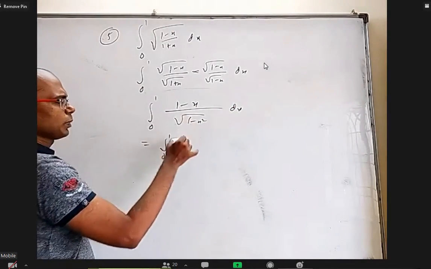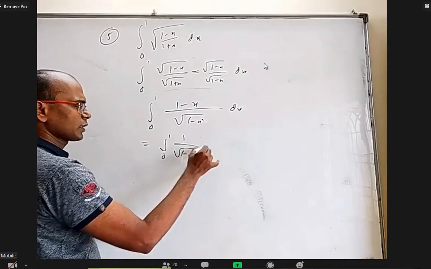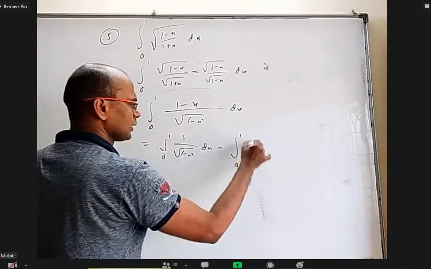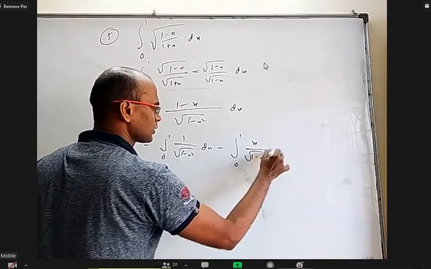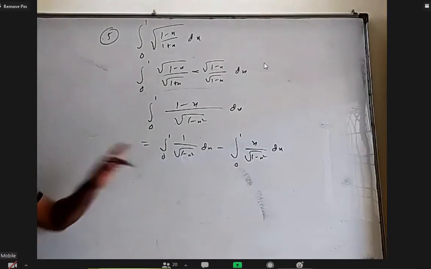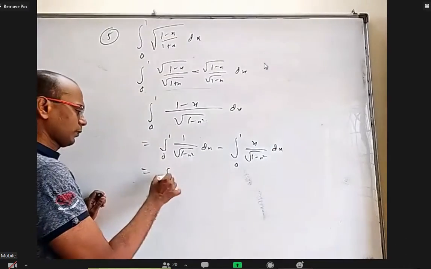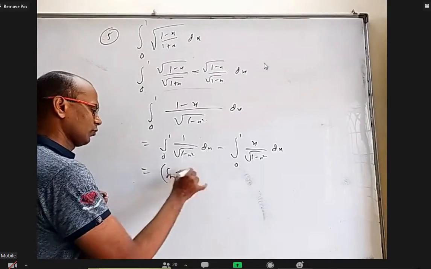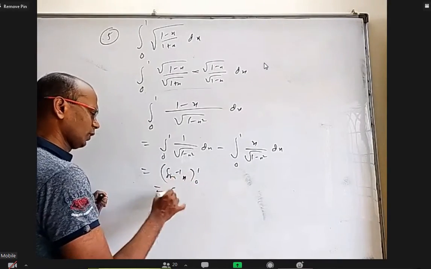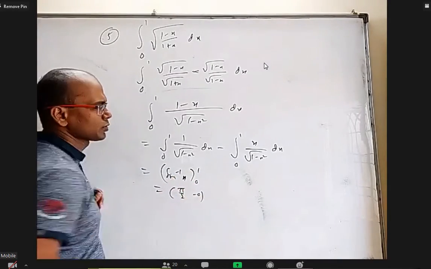Let us split it into two parts. 1 by root 1 minus x square dx, and x by root 1 minus x square dx. This is directly sin inverse x from 0 to 1. That will be pi by 2 minus 0.